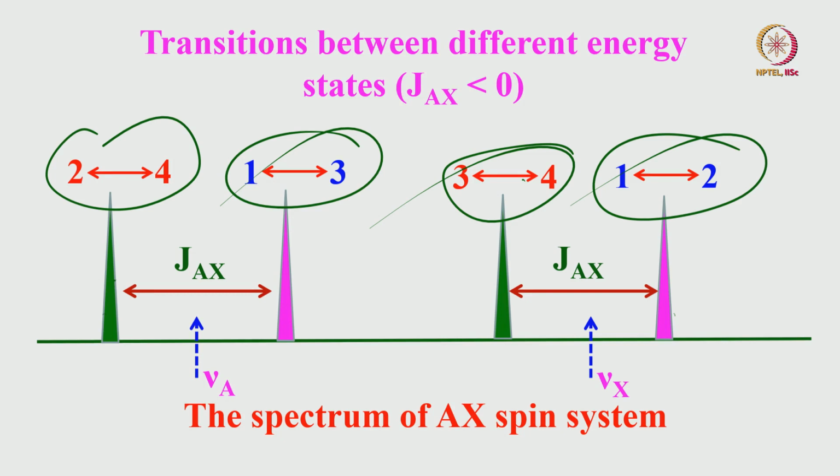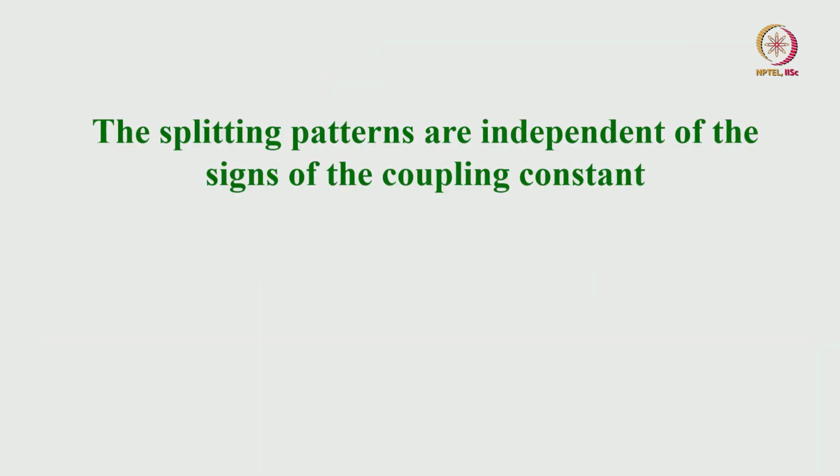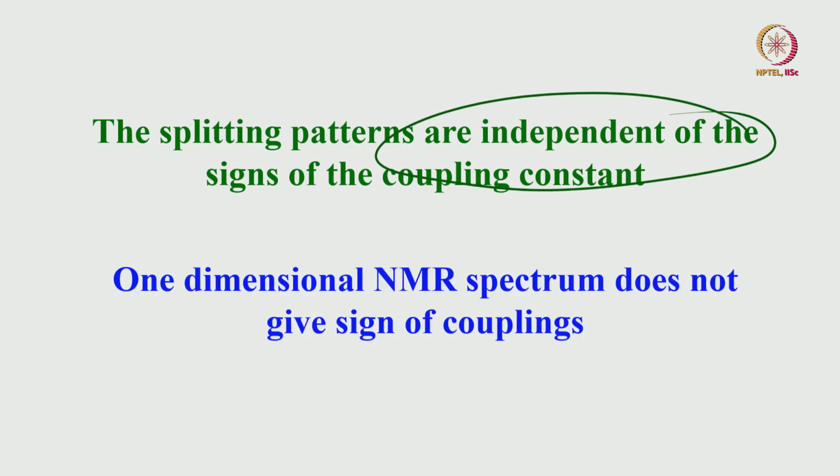So, can you see the difference if I do not tell you this? If I give you only the spectrum of 2 lines, you will not know whether it is positive or negative. What does it mean? The splitting pattern is independent of the signs of the coupling constant. So, that means one dimensional NMR spectrum does not give the sign of the couplings.